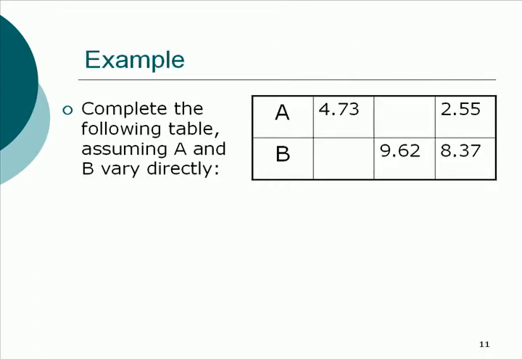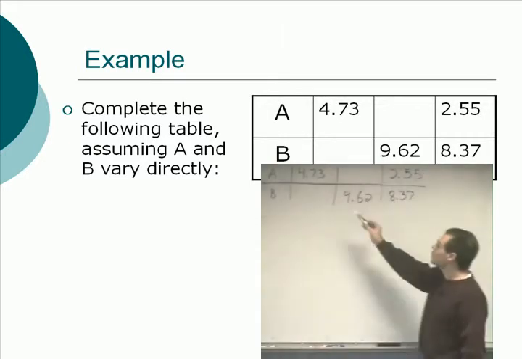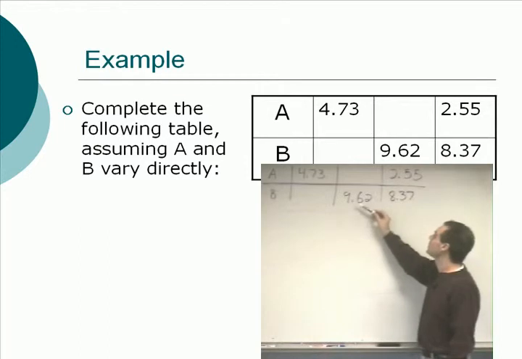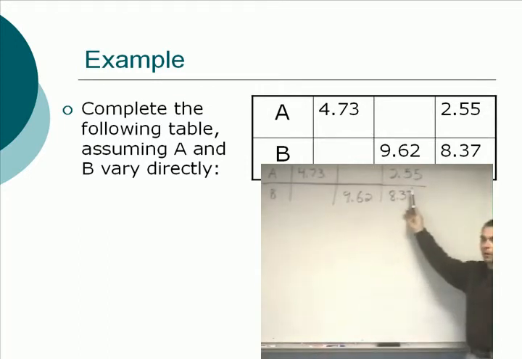We want to finish off this table, and we're going to assume that A and B vary directly. Okay, well, which column are you relying on there? There's actually 2 problems. One is find the B value that goes with A when it's 4.73. The other one is find the A value that goes with a B value of 9.62. And what is this good for? You're told both of them, so we don't have to do anything? Yeah, you use these 2 to find out what your K value is that ties them together.